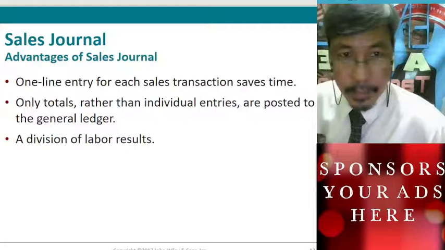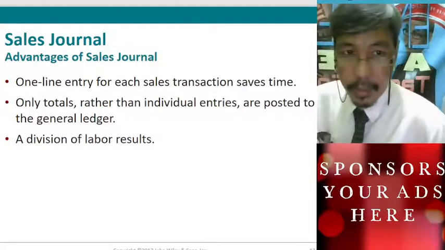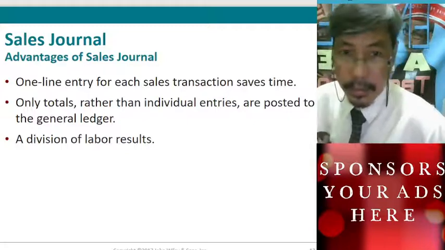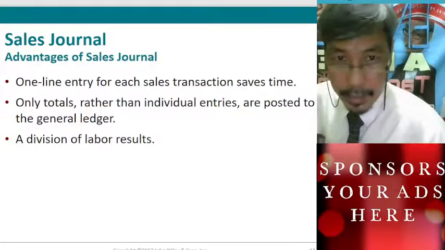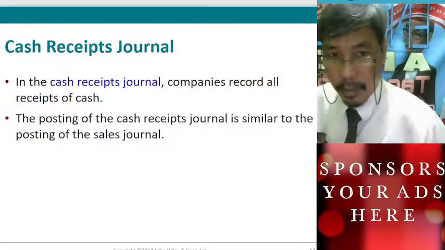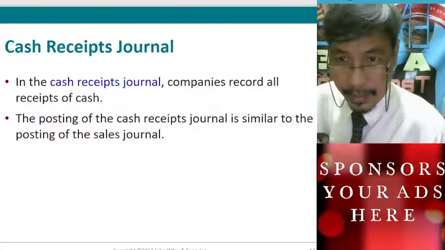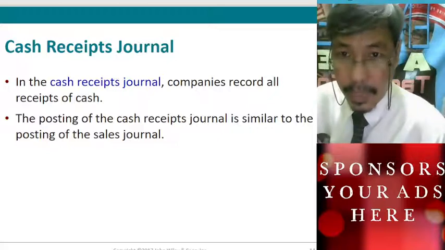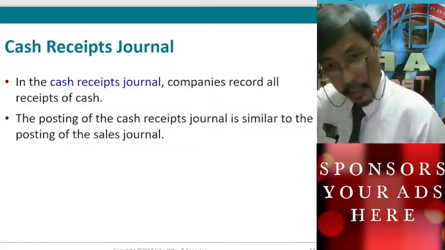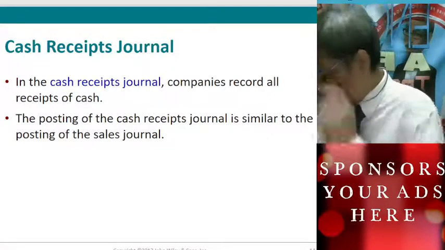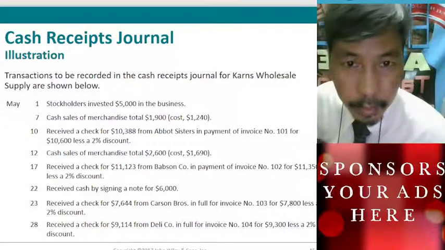Advantages: a one-line entry for each sales transaction saves time. Only totals rather than individual entries are posted to the general ledger. There is also a division of labor. Those are the logical advantages. Now let us go to the cash receipts journal. In the cash receipts journal, companies record all receipts of cash. The posting of the cash receipts journal is similar, however, these are cash transactions.